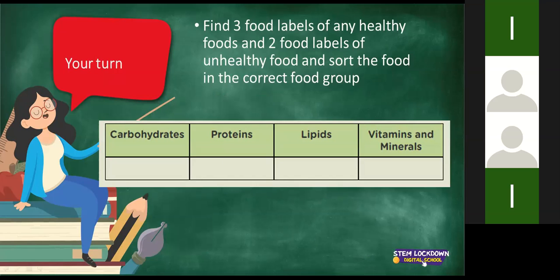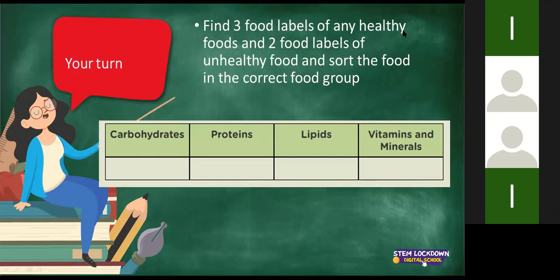All right. Now, I would like you to find food labels. This is an activity you'll need to do on your own in your spare time. I'll give you my contact details at the end. Actually, send me your work, which I'd love to see. So I would like you to find 3 food labels of any healthy food and 2 food labels of unhealthy food, and sort the food in the correct food groups.